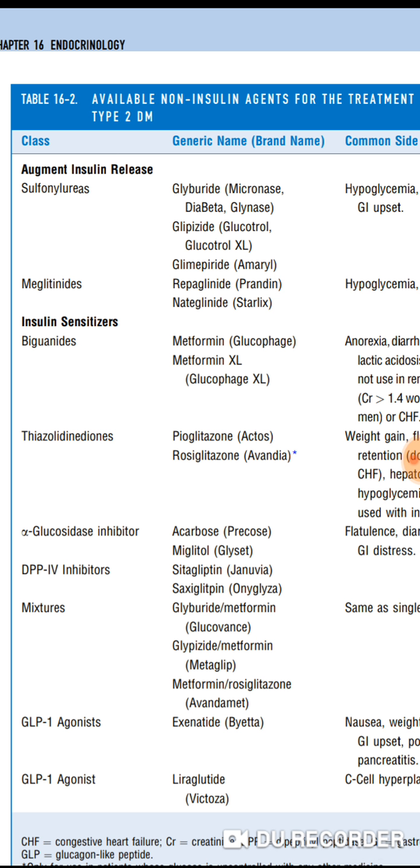Then we have drugs like alpha-glucosidase inhibitors. These include acarbose. The main side effect associated with alpha-glucosidase inhibitors is flatulence and diarrhea, of course, GI upset. So basically what they do is they prevent the breakdown of complex carbohydrates in the intestinal lumen and prevent their absorption from the intestine. So flatulence is the main side effect, and you should be aware of it and properly counsel the patient about the possible side effect.